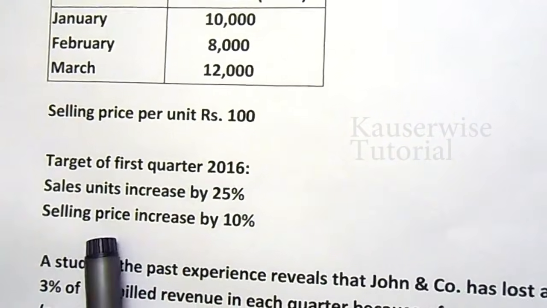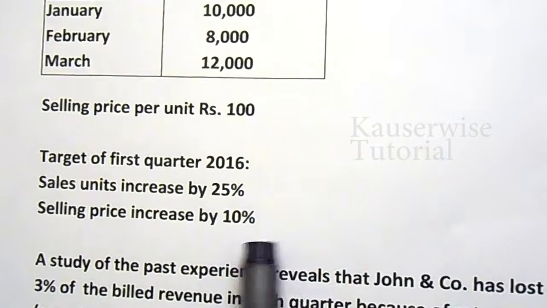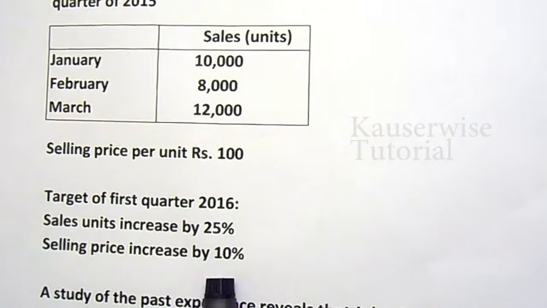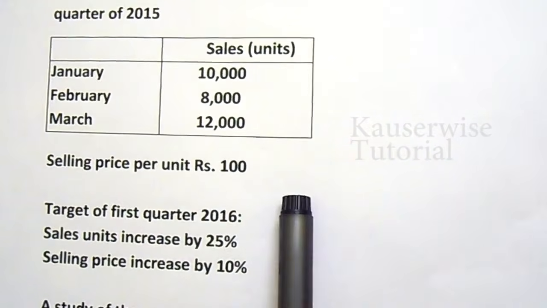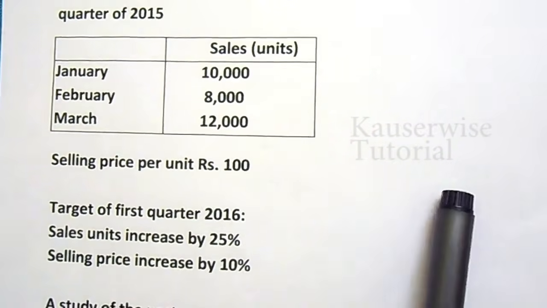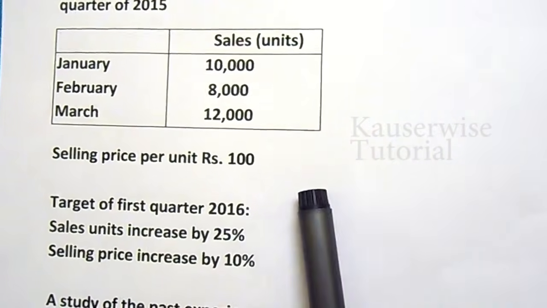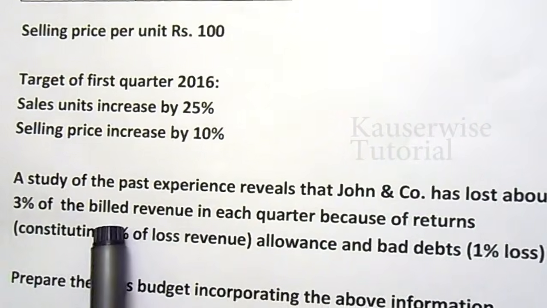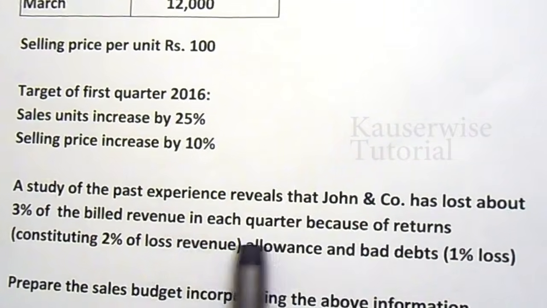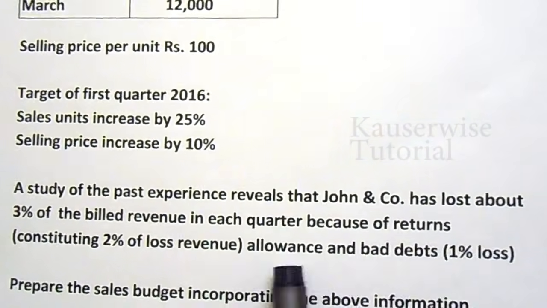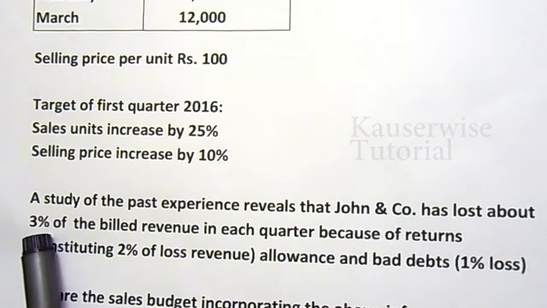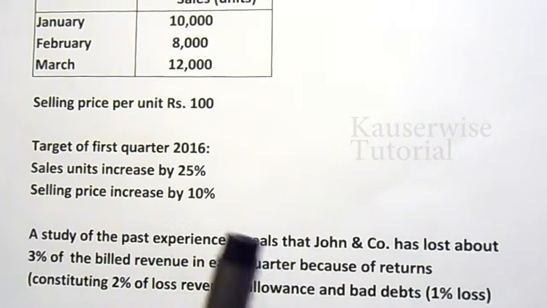And the selling price also increased by 10%. So last year the selling price is 100 rupees. So this year 10% is added. So 100 rupees into 10% is 10 rupees. So the new selling price is 110 rupees, that is the estimated selling price. The last year information reveals that 3% of billed revenue in each quarter is lost because of returns and bad debts. So they lost 3%.